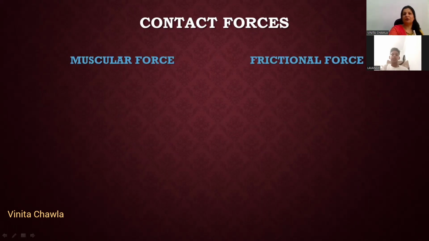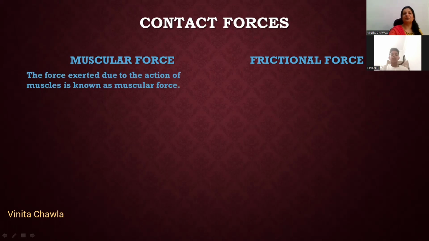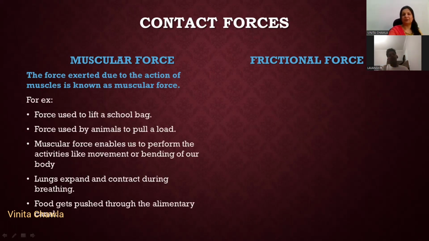We have two types of contact forces. The first one is muscular force and the second is frictional force. Muscular force is the force exerted due to the action of muscles. For example, the force used to lift a school bag, or the force used by animals to pull a load.